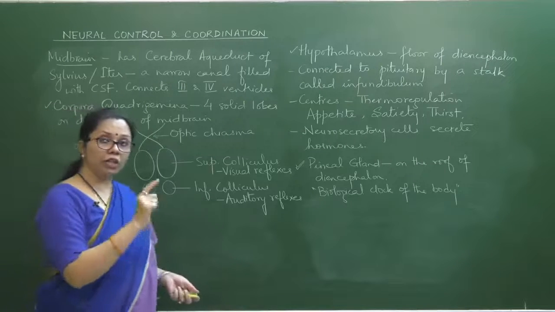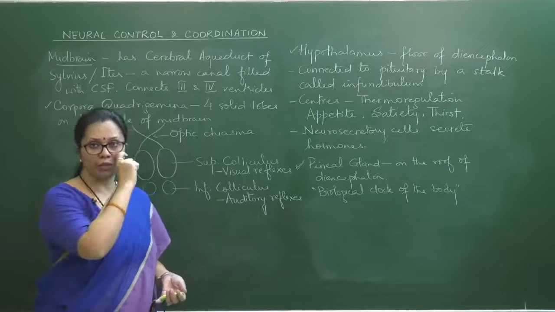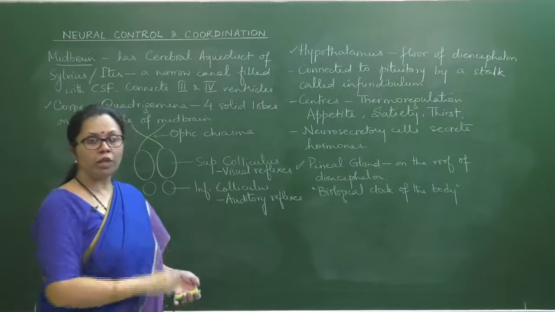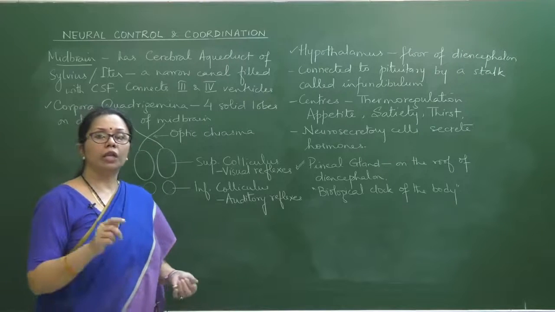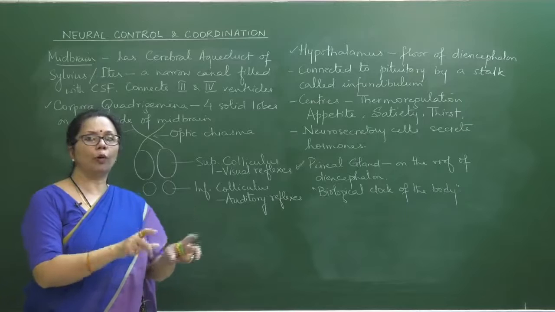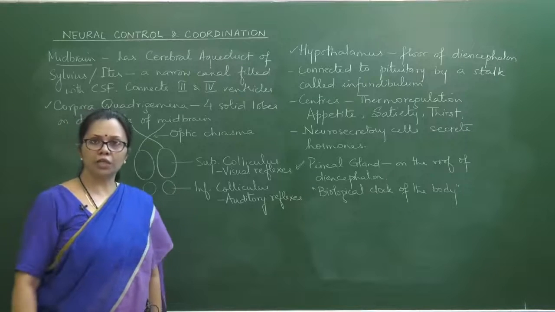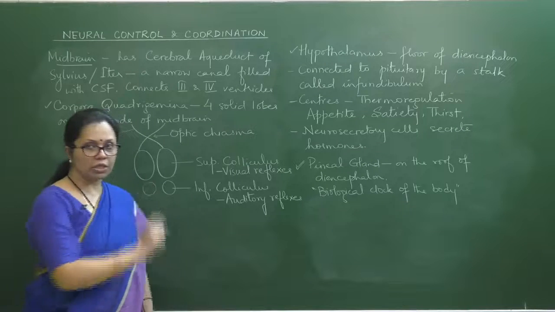So this was the corpora quadrigemina part, the solid part. Once again, corpora quadrigemina is present only in mammals. Prior to mammals, in other vertebrates, from fishes to birds, the midbrain has only two lobes, a two-lobed structure called the optic lobes. But as far as mammals are concerned, optic lobes is not the term you will use. You will use this term here.